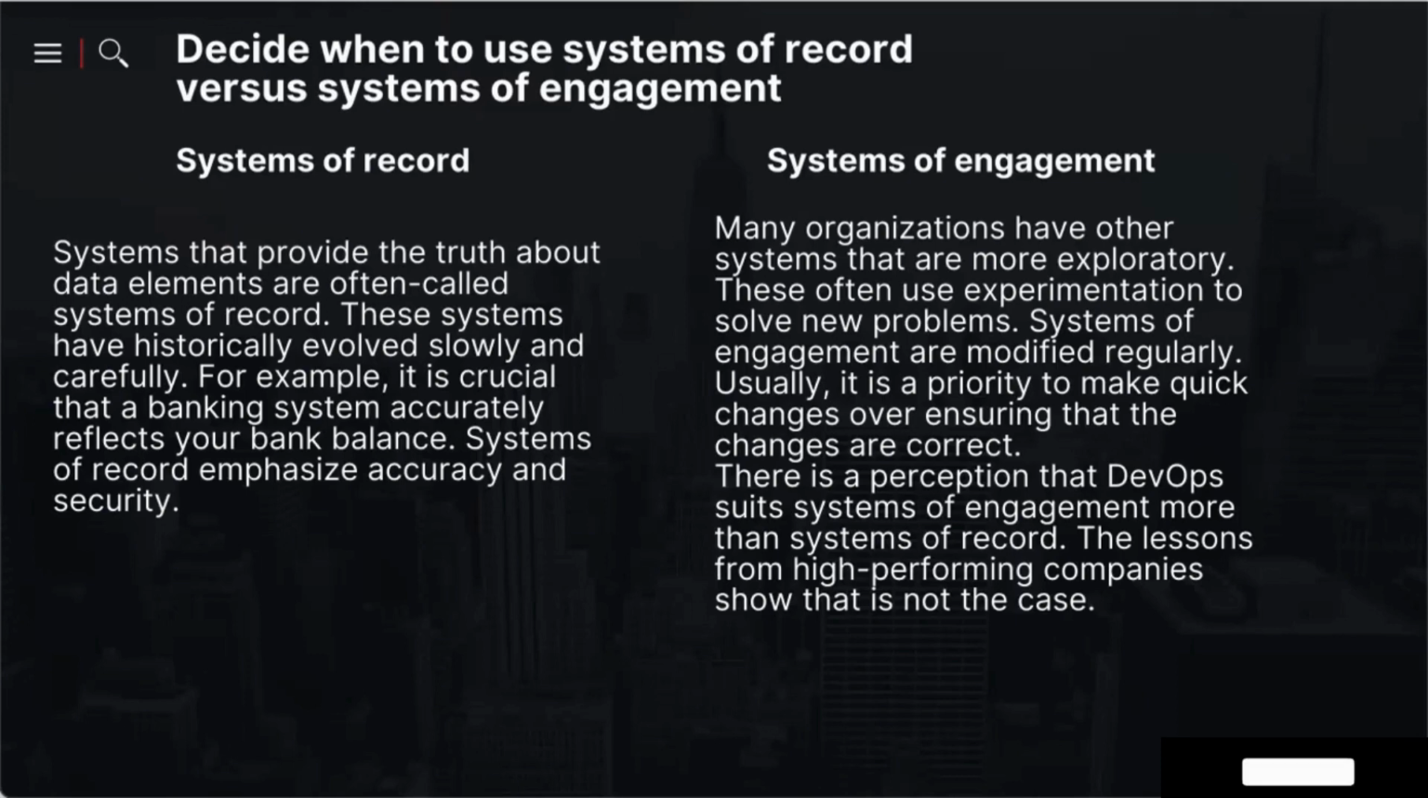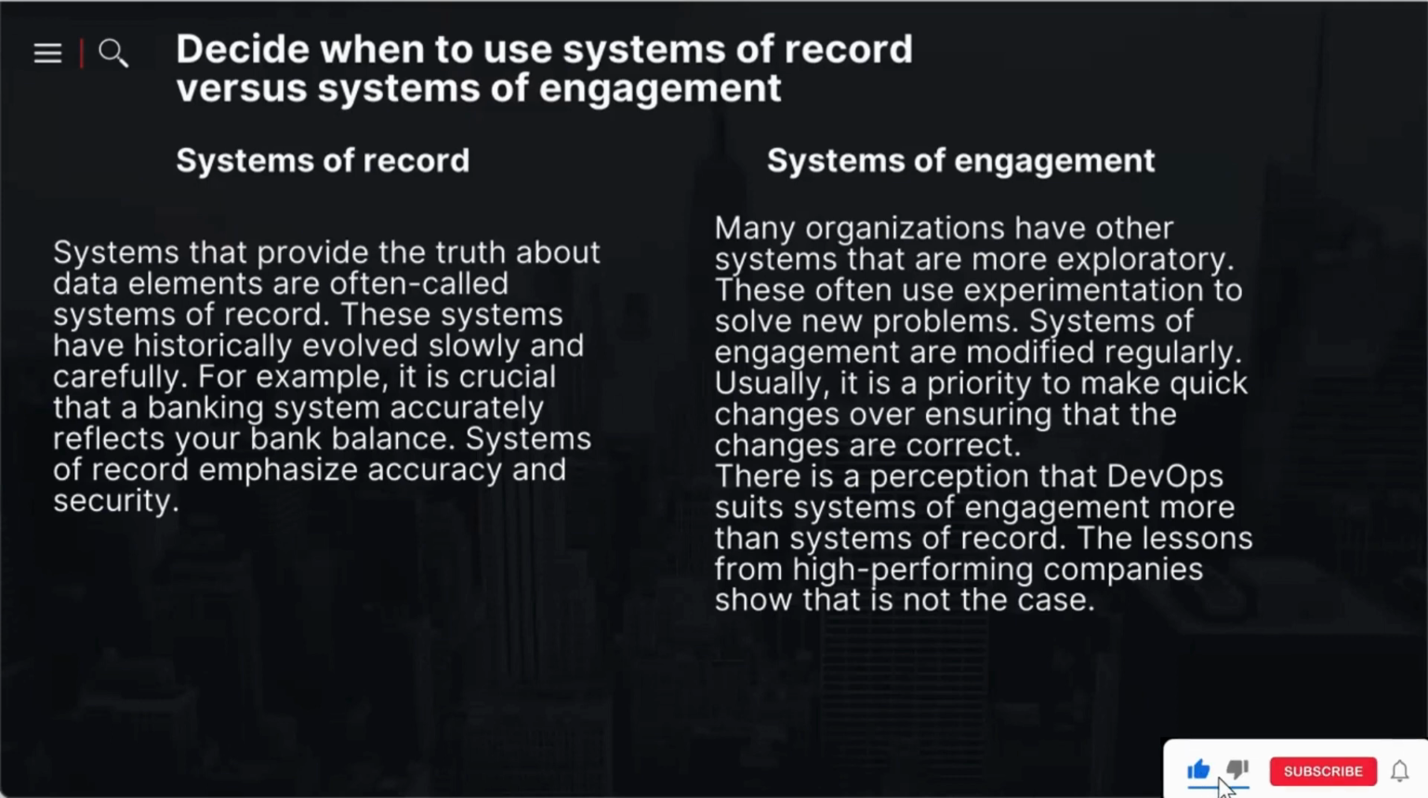These often use experimentation to solve new problems. Systems of engagement are modified regularly. Usually, the priority is to make quick changes over ensuring that the changes are correct. So there is a perception that DevOps suits systems of engagement more than systems of record.